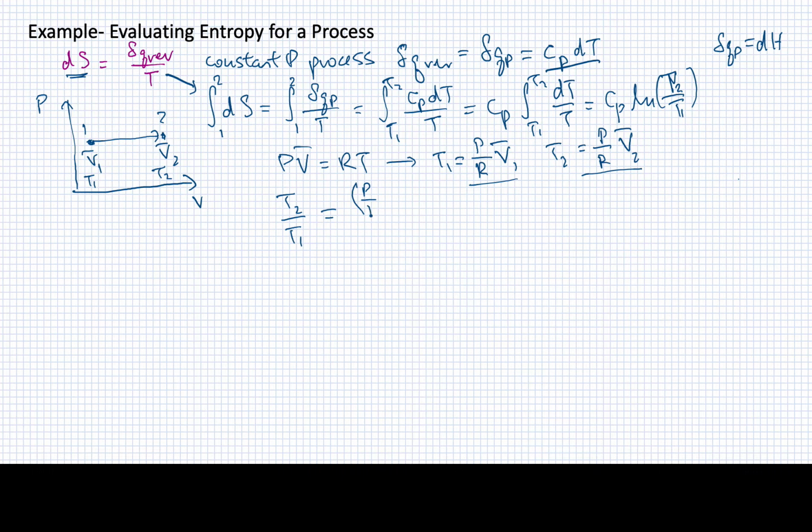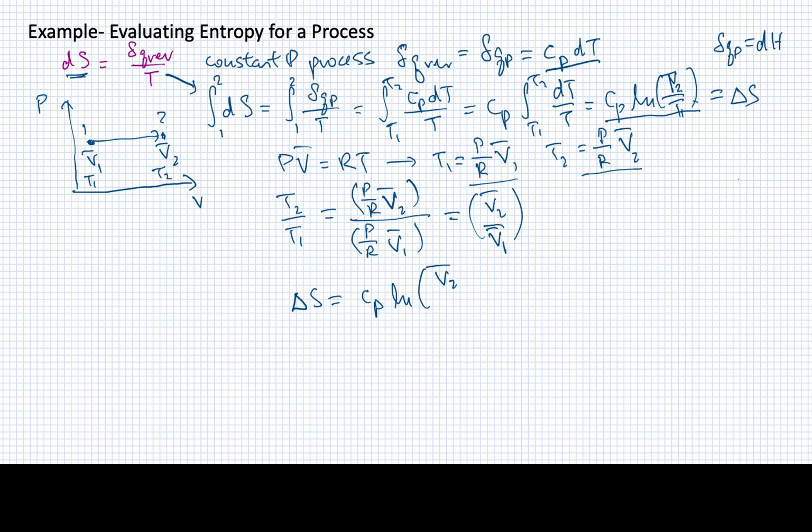I'll have P over R times molar volume V2 in the numerator and P over R times molar volume V1 in the denominator. I think it's easy to see that the pressure and the gas constant are both going to cancel, and we'll end up with just the ratio of molar volume 2 over molar volume 1. So our final result, which is equal to the change in entropy, can simply be written as Cp times the log of the ratio of the two molar volumes. That gives you an idea of how one might evaluate the entropy change for a given process, something like this.